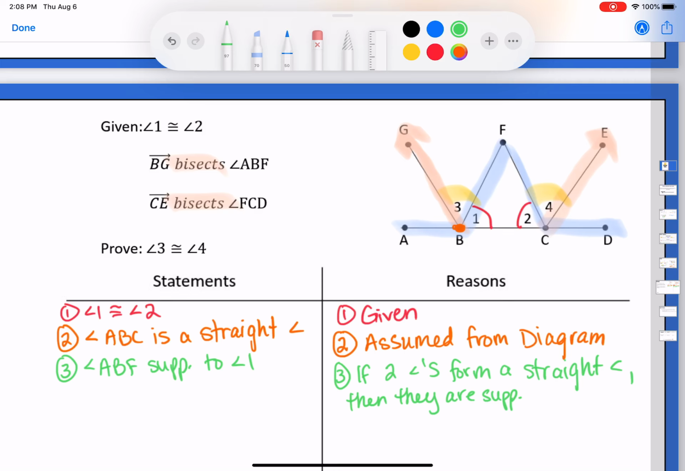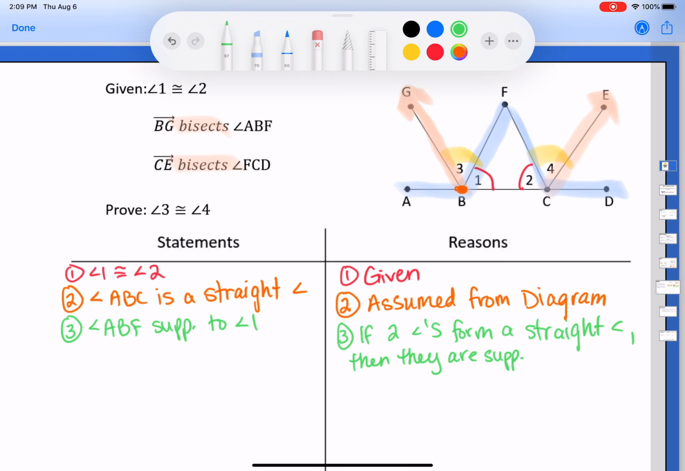So don't forget, if I'm going to use the words straight angle, I got to stick with straight angle. I didn't say 180 degrees. That's not something I can assume from a diagram. So stick with the vocab. And remember, if you're going to say that ABF is supplementary to angle 1, if you start your if-then form, if two angles form a straight angle, you got to make sure that's your little clue, your little hint. Hey, ooh, did I make sure I wrote that assumed from diagram step, right? So that's kind of your built-in safeguard to make sure that you've included everything.